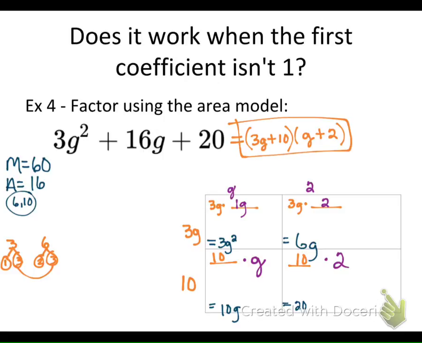Okay, what I want you to look at here. In fast factoring, our MA ended up being part of our answer, right? Is my MA part of my final answer here? No. So it only works if your coefficient is what number? 1. So you can only fast factor if your coefficient is 1.